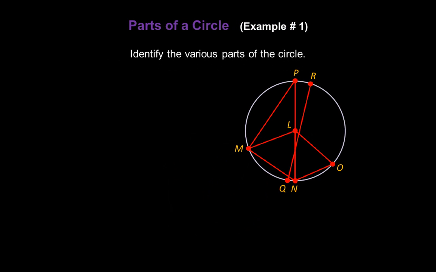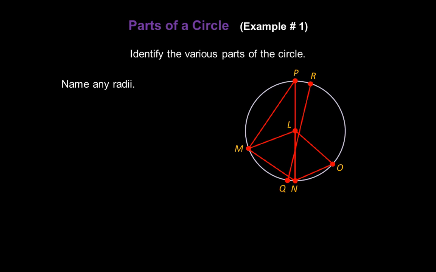Let's take a look at an example now. Identify the various parts of the circle in this figure. Let's name any radii. Well, as I'm looking at the circle, I see there are 1, 2, 3, 4 different radii. Let's go ahead and identify them.